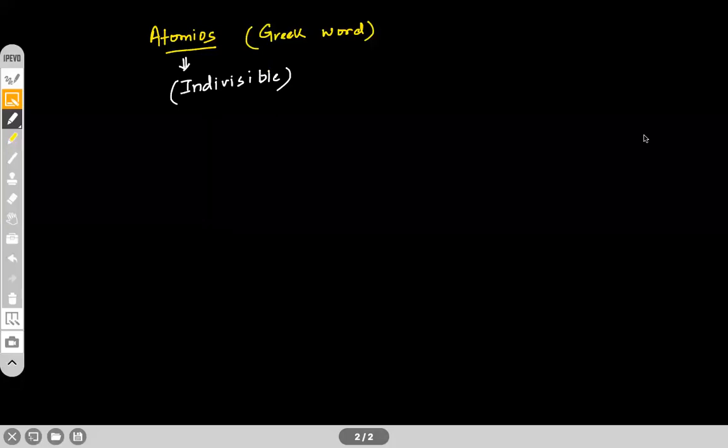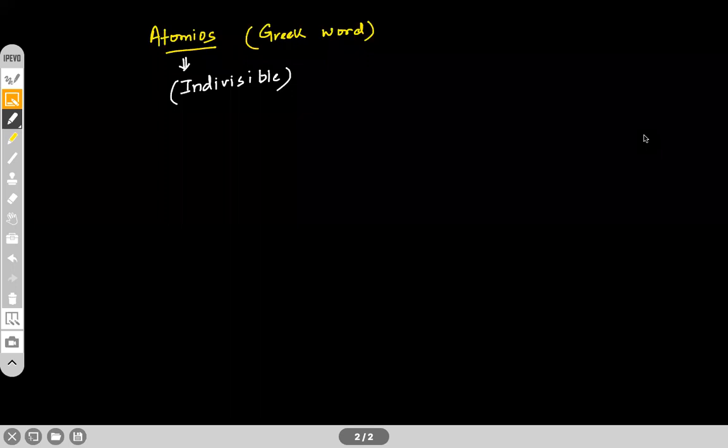See, general organic chemistry is a part of organic chemistry, so it would be better if you use a different notebook for this. You should have one notebook for physical, one for organic, another one for inorganic. So it is better if you write in a different notebook.